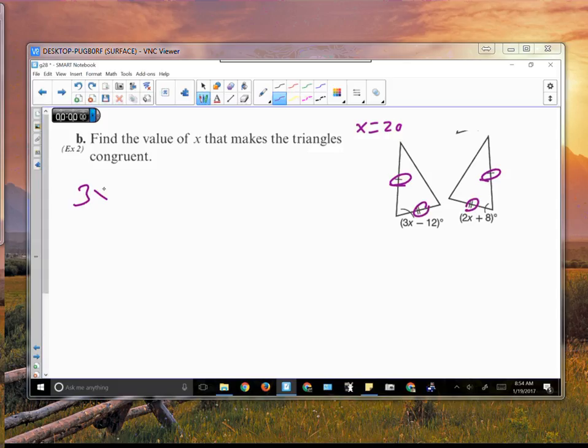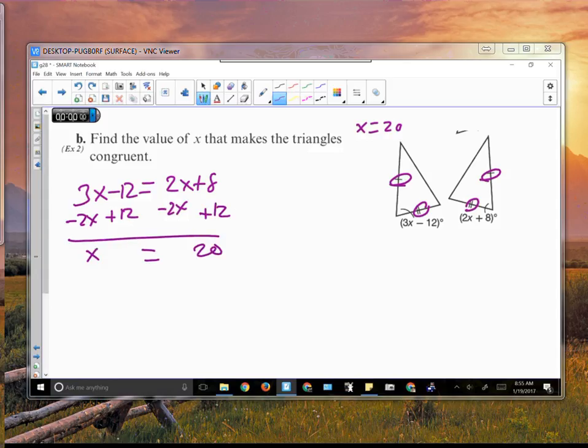So that means we've got 3x minus 12 is equal to 2x plus 8. Let's see, add 12, add 12, subtract 2x, subtract 2x. So I have x is equal to 20. Am I done?